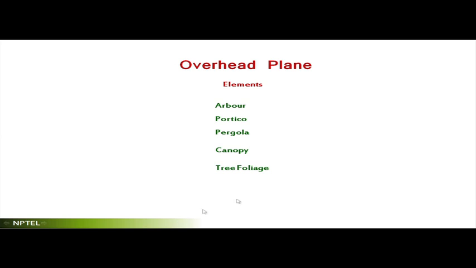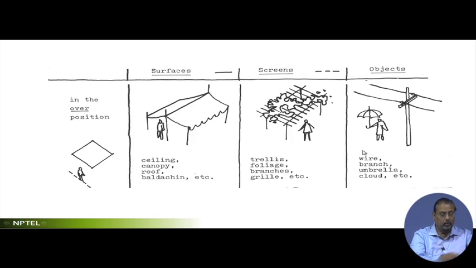Then the next. This idea now will give you that you are at this particular reference level of the base, and here is the overt plane at this point. Even a tent without any wall is the overt plane. These pictures are very clear: ceiling, canopy, roof, and baldachin, or Samiana as we call it in Hindi. All these, with all sides open, are overt plane. And the screens mean pergola with creepers and all that. So, trellis, foliage, trellis of different kinds. This is a horizontal trellis, foliage, branches, grills, etc.